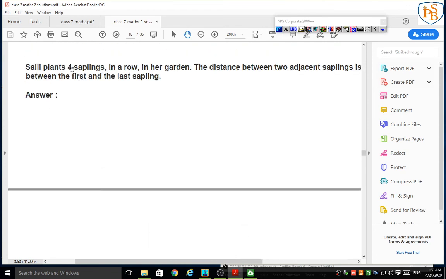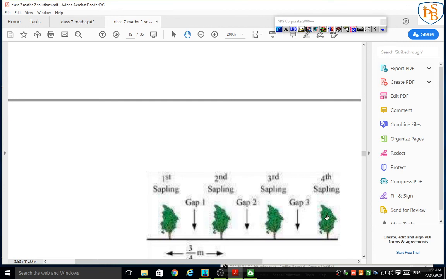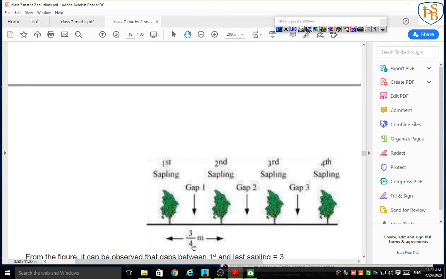Students, Saili plants 4 saplings in a row in her garden. Look here, there are the 4 saplings. 4 saplings means there are 3 gaps, and each gap measures 3 upon 4 meter. So what will be the distance between the first and the last sapling?